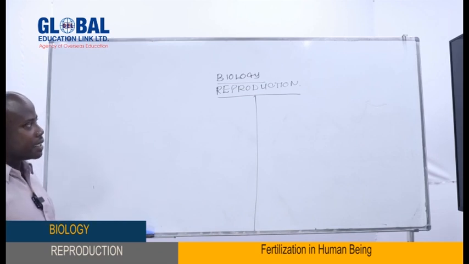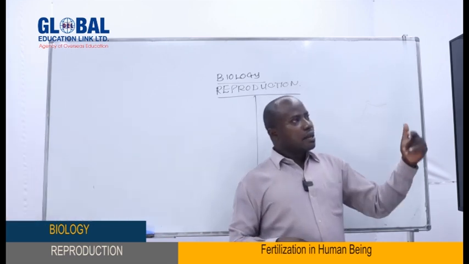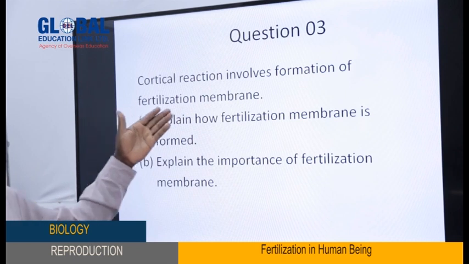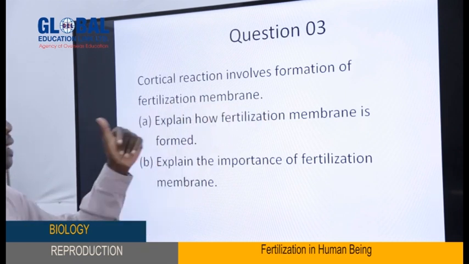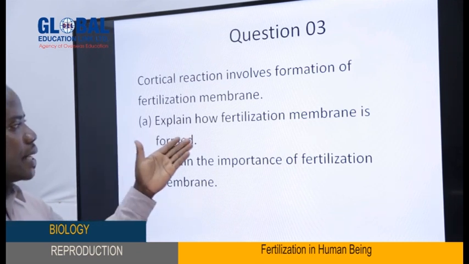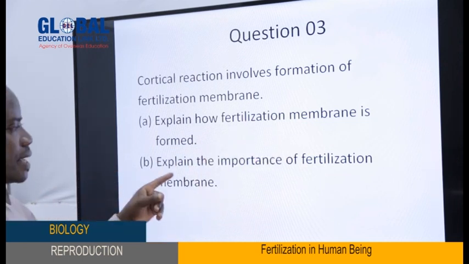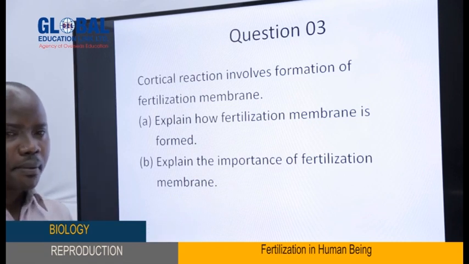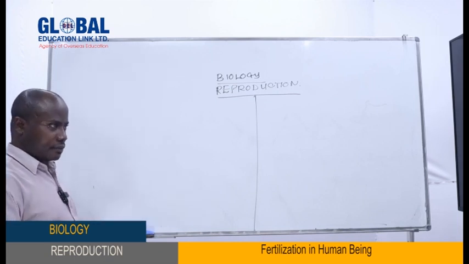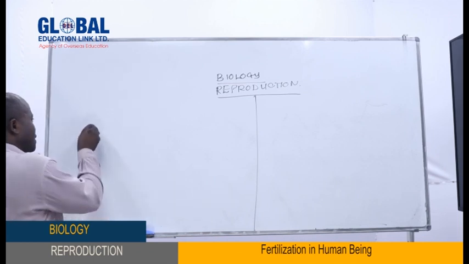Let us now go to question number 3 so that you can see how different questions can be asked from this concept. Question number 3 reads as follows. The cortical reaction involves the formation of fertilization membrane. A. Explain how fertilization membrane is formed. B. Explain the importance of fertilization membrane. Dear students, after acrosomal reaction, the next process that takes place is cortical reaction.